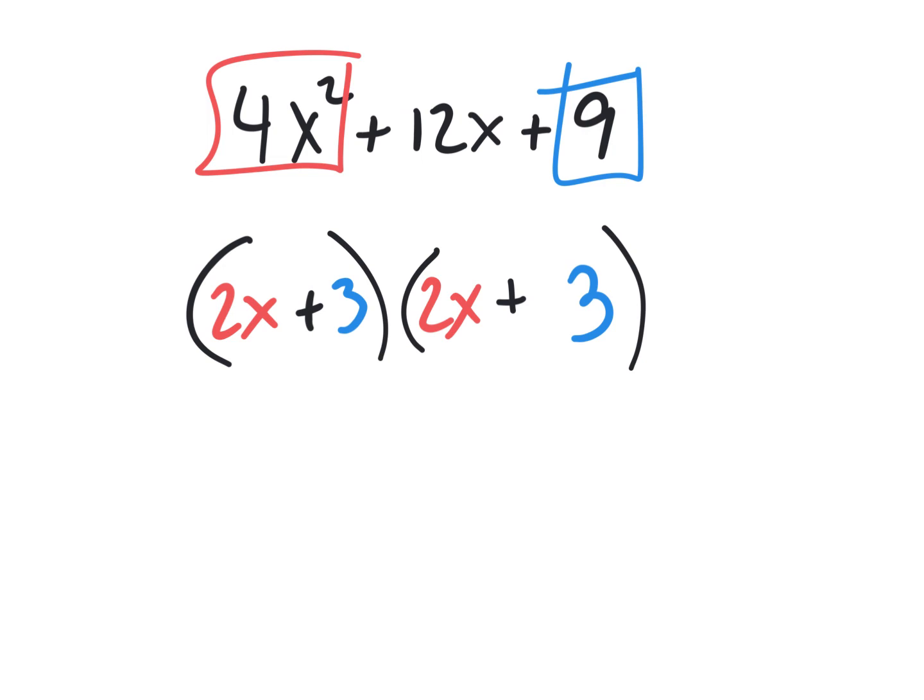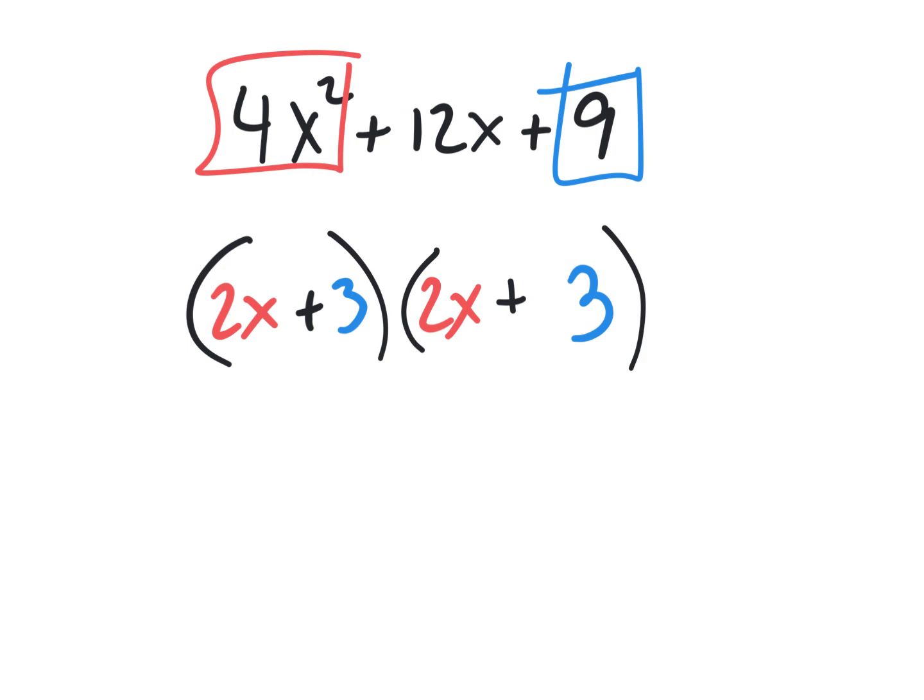Of course, double check your answer. I'm just going to do it in my head real quick. 2x times 2x is 4x squared. 2x times 3 is 6x. 3 times 2x is another 6x. So both of those 6x's added together, it'll give us that middle term 12x when I combine like terms. And then 3 times 3 is 9. So I know I did it right. Cool?